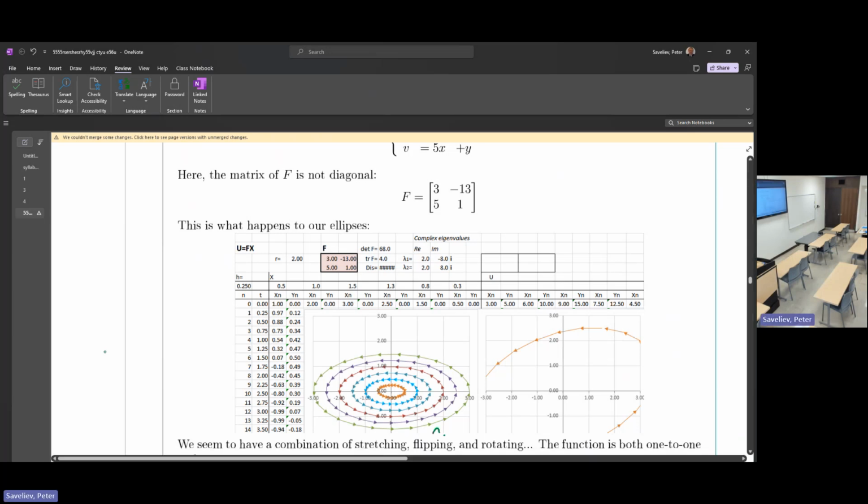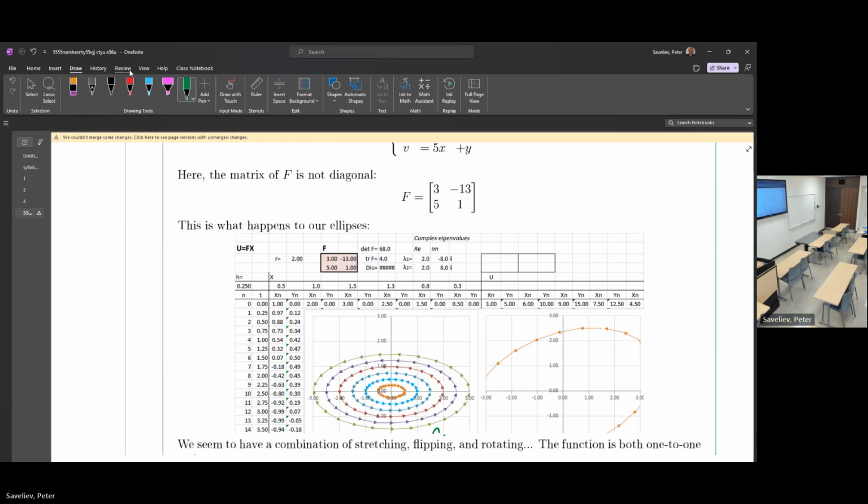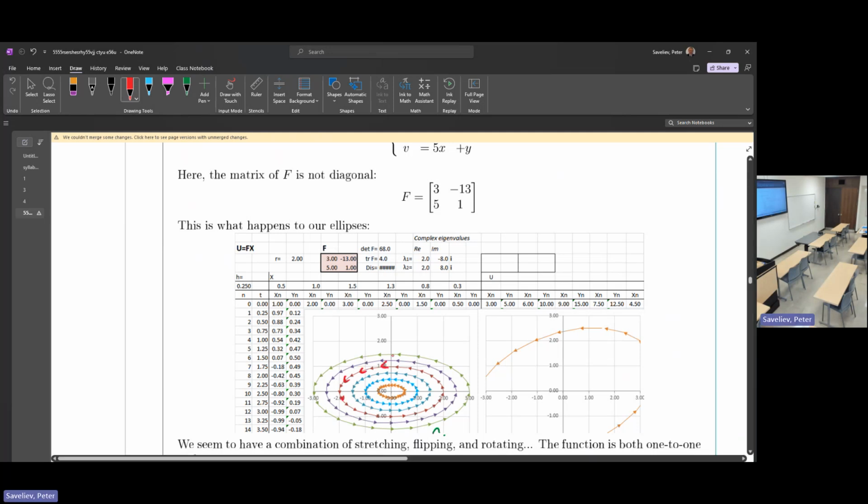Let's go in the same direction. So a careful look at the directions of those curves. Clockwise remains clockwise. Counterclockwise remains counterclockwise. So there is no flip. Okay, so that's what the flip is.